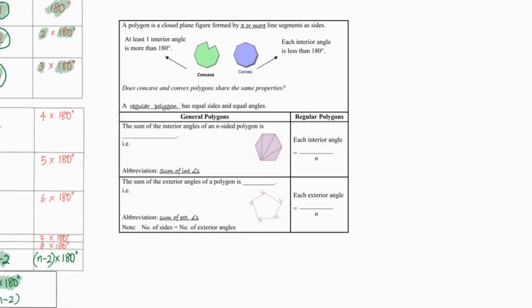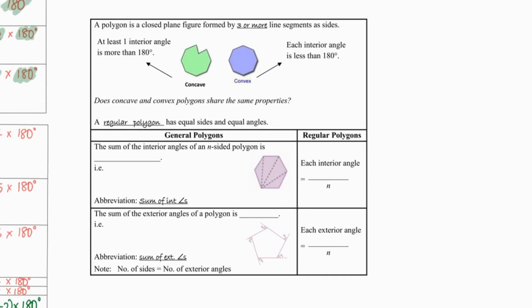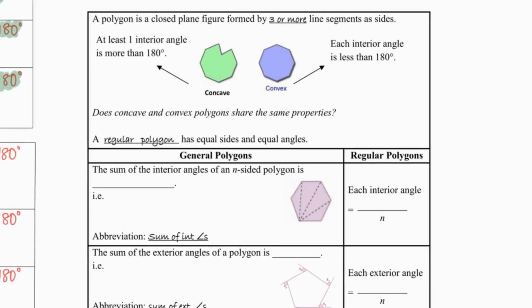Okay, let's move on to the next part. There are two types of polygon. One is concave and one is convex. Just some definitions for you all to remember. Concave: at least one interior angle more than 180 degrees. So in this case, this is the one. As for convex, each interior angle is always less than 180 degrees.